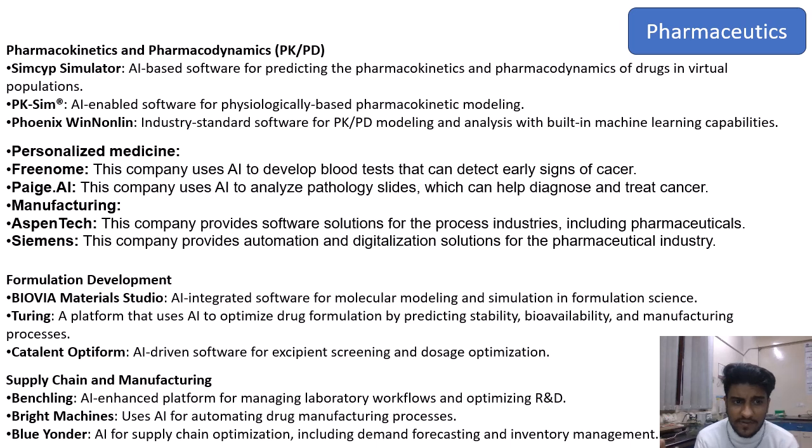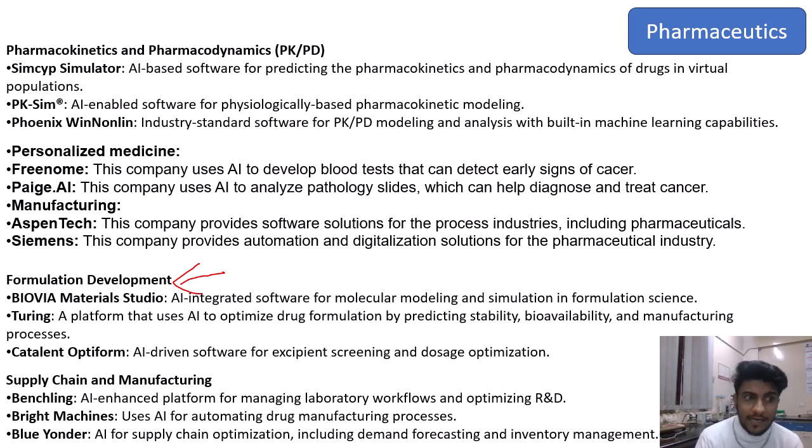For personalized medicine, there are Siemens, Page.ai. For formulation development, absolutely you have BioVia Materials Studio for formulation science, because they are formulation scientists. So it is very important to know about the physicochemical properties and all. Then Catalent Optiform, which is AI-driven software for excipient selection and screening.